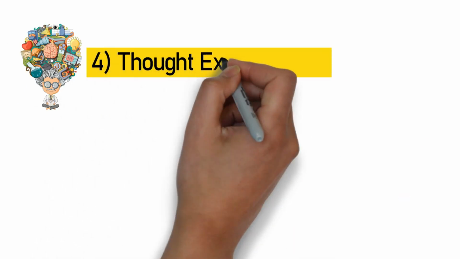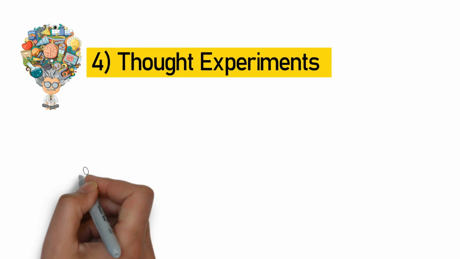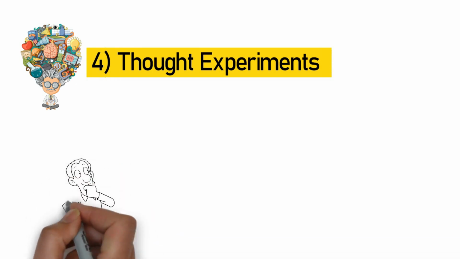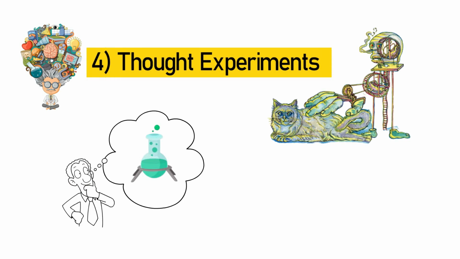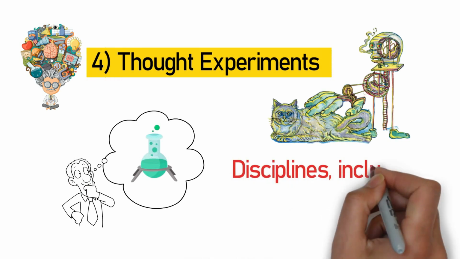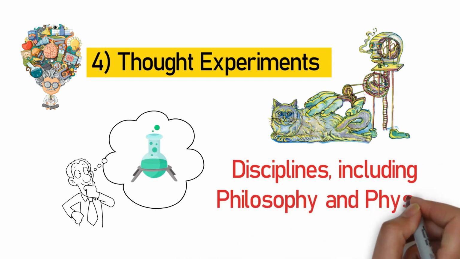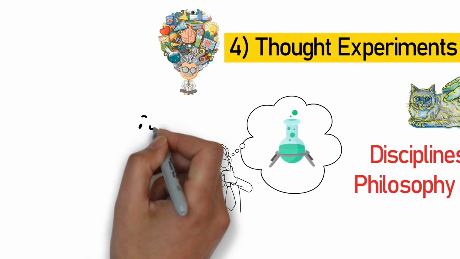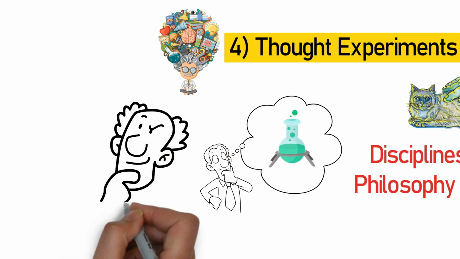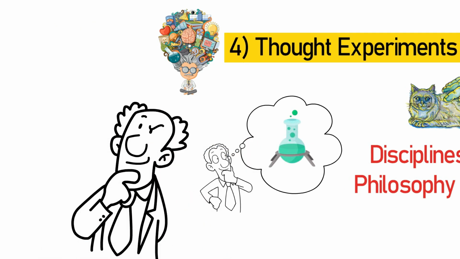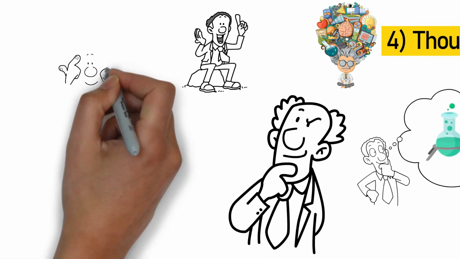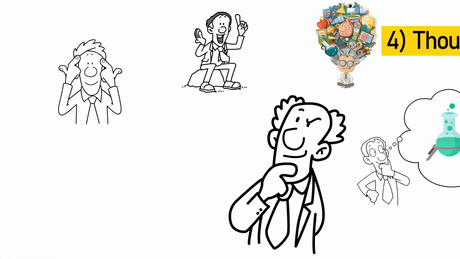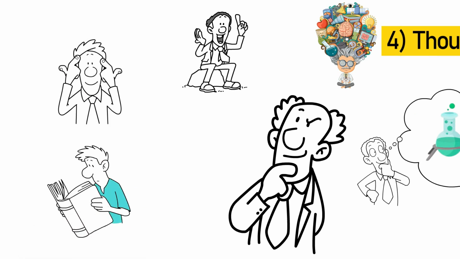Number 4, thought experiments. Thought experiments are devices of the imagination used to investigate the nature of things, and they're used in many disciplines, including philosophy and physics. To test what can be known, they must be able to open up new avenues for inquiry and exploration. As a result of this, thought experiments are effective because they allow us to learn from our mistakes and avoid repeating them in the future.